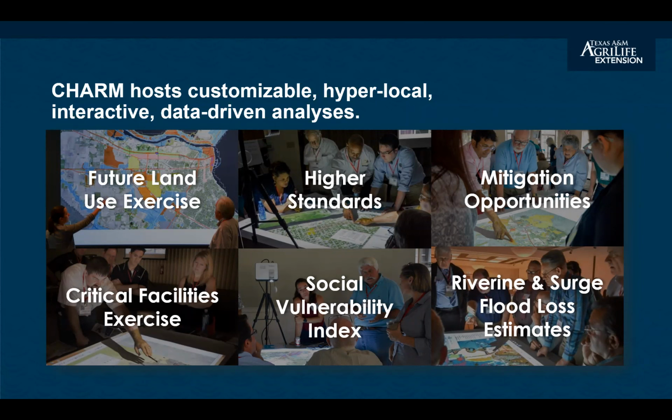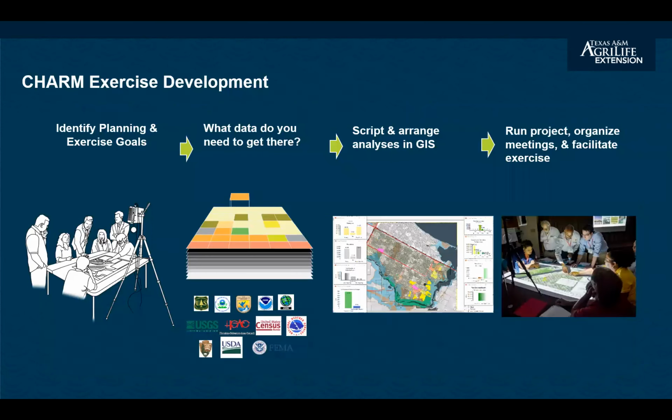To develop an exercise, it's a four-step process. Typically, we're engaging these communities several months in advance of a workshop. We're talking with key stakeholders. We're hearing from them what their priorities are, what the issues are, and what the local politics are like, and that helps us think through what exercises we run.